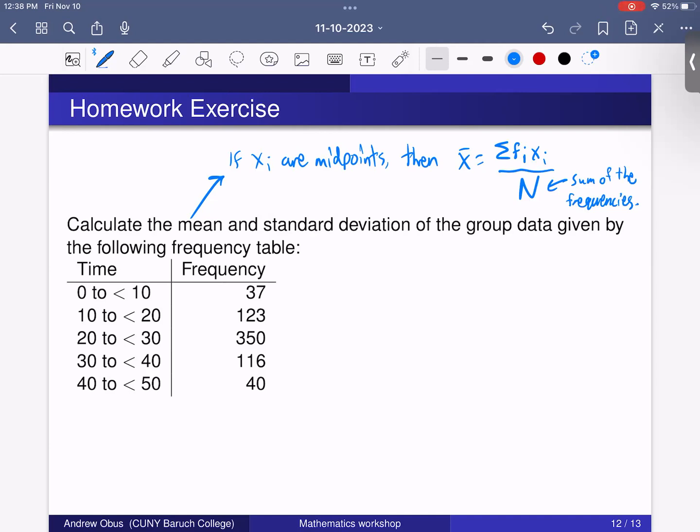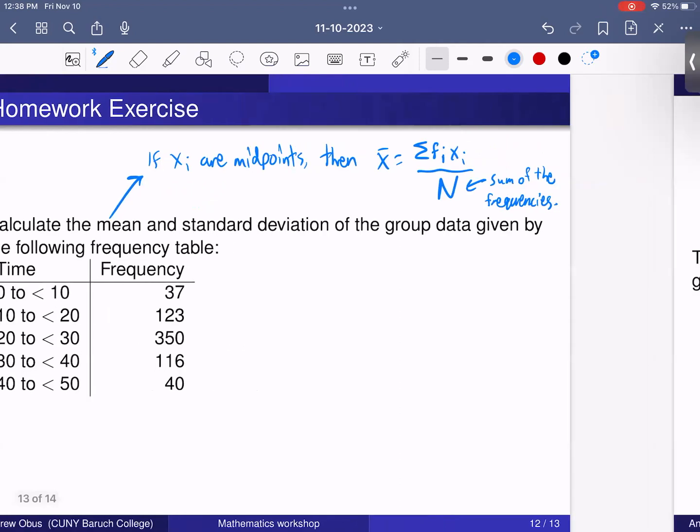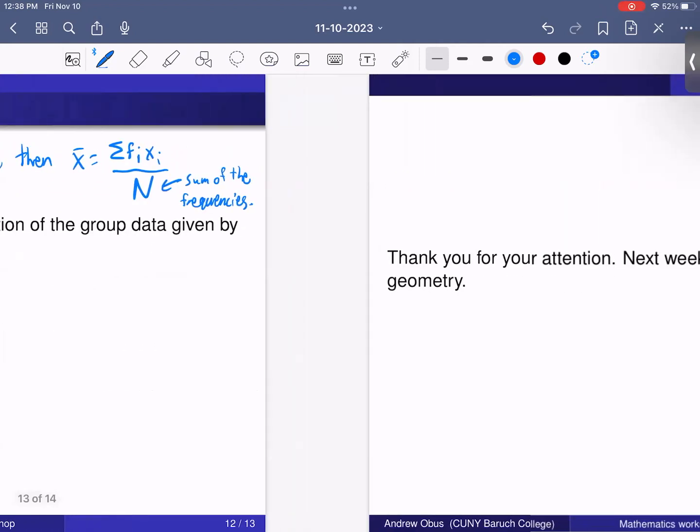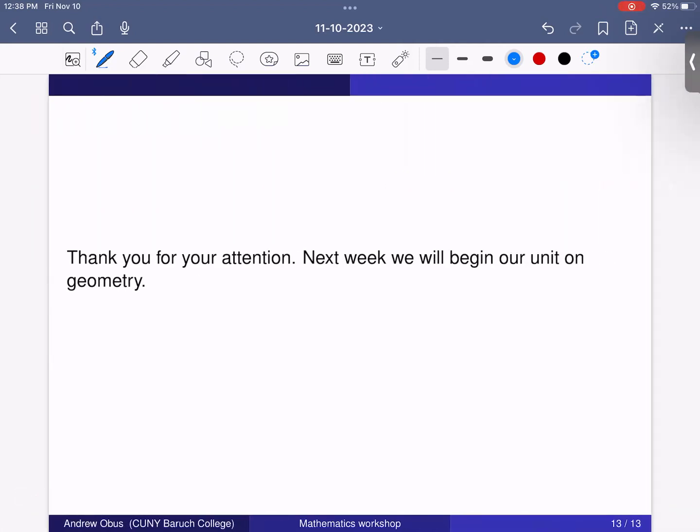Okay, so to try to calculate the mean and the standard deviation of this group data. So this is kind of the culmination of everything we've done with statistics. So that's it for statistics. Thank you very much for your attention. And next week, we will begin our unit on geometry. Okay, so we're going to be finished with statistics, and then we're going to go do our unit on geometry.